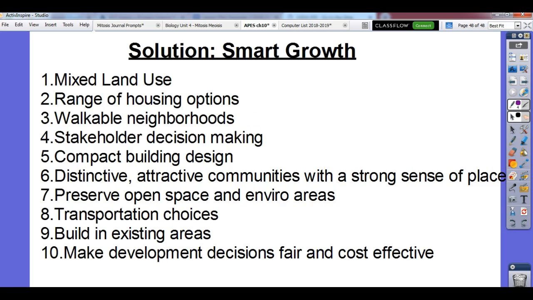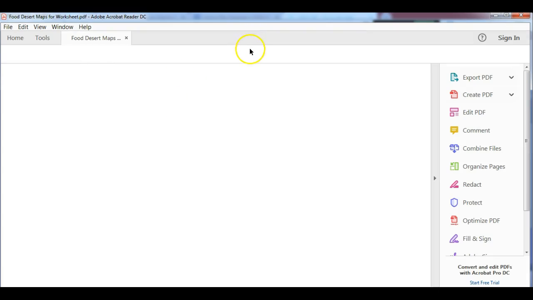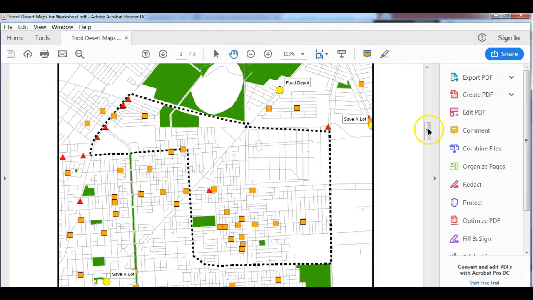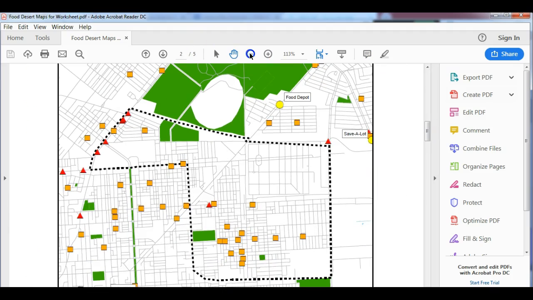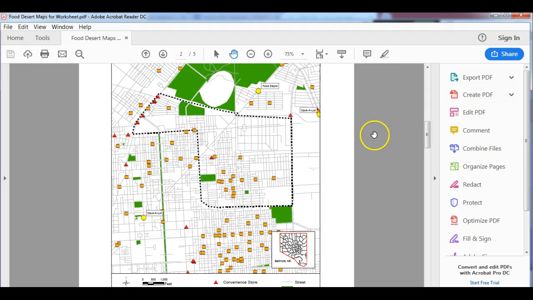The last thing I want to talk to you about is food deserts. So one of the problems with cities and urbanization is sometimes we get a lack of access to food. And I'm going to put up a map here. This is Clifton Park. This is a map. And I'm going to pass out, I don't know if I have enough for everybody, but I'm going to pass out some of them. Otherwise, you can just look up front. So this is Clifton Park.